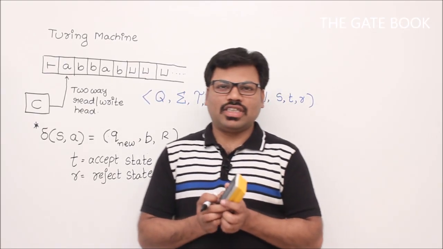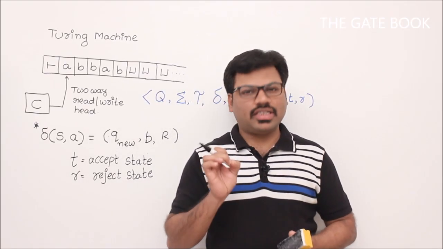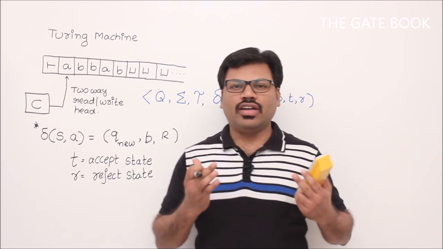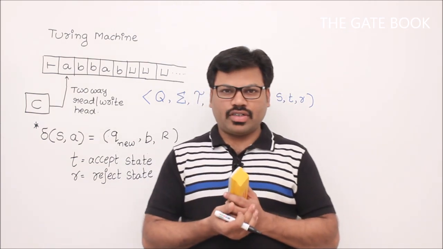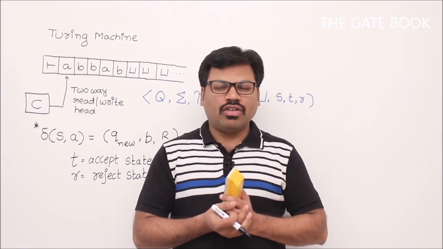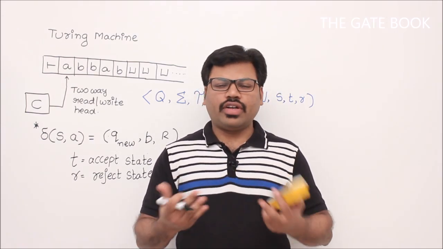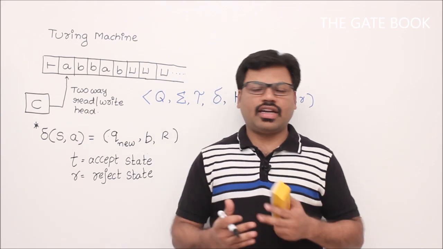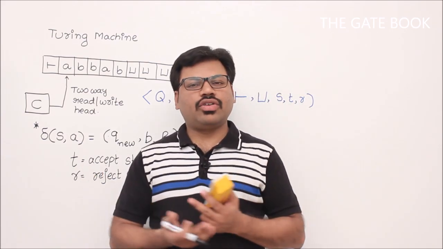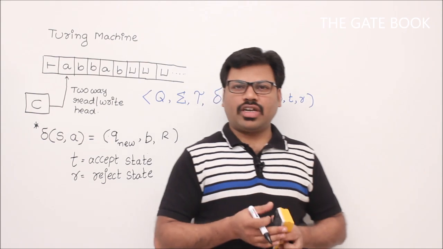Let us talk about Turing machines. A Turing machine is an abstract machine, otherwise a mathematical model to represent your real computer. Question number one: why do we want it? Why don't you directly take any computer, purchase it, write a program and execute it? That's it. Why do you want this mathematical model?